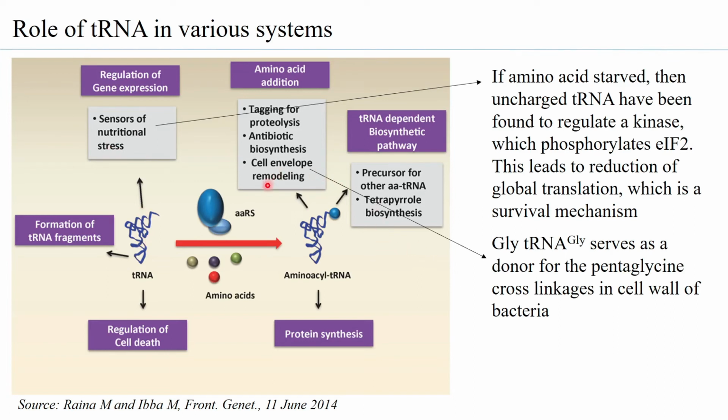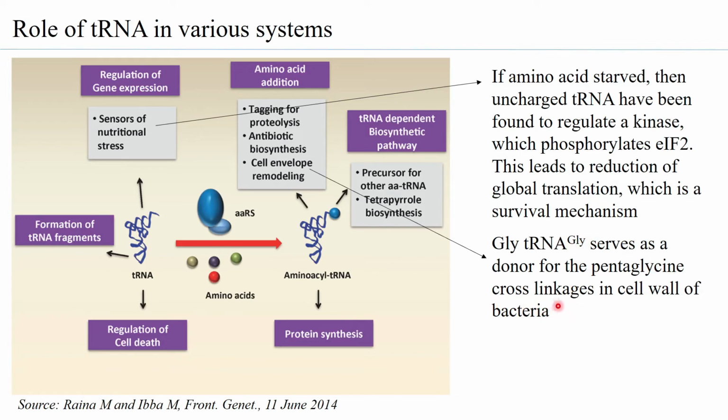Now, another place where it has been found to act is in the formation of the cell wall in prokaryotes. We all know that the cell wall in prokaryotes has the peptidoglycan layer, and the peptidoglycan layers are cross-linked with each other through peptides. So you can have a pentapeptide present, and in some of the bacteria, you have what is called a pentaglycine. So what has been observed is that glycyl-tRNA glycine serves as a donor of glycine for the formation of the pentaglycine cross-linkage in the cell wall.